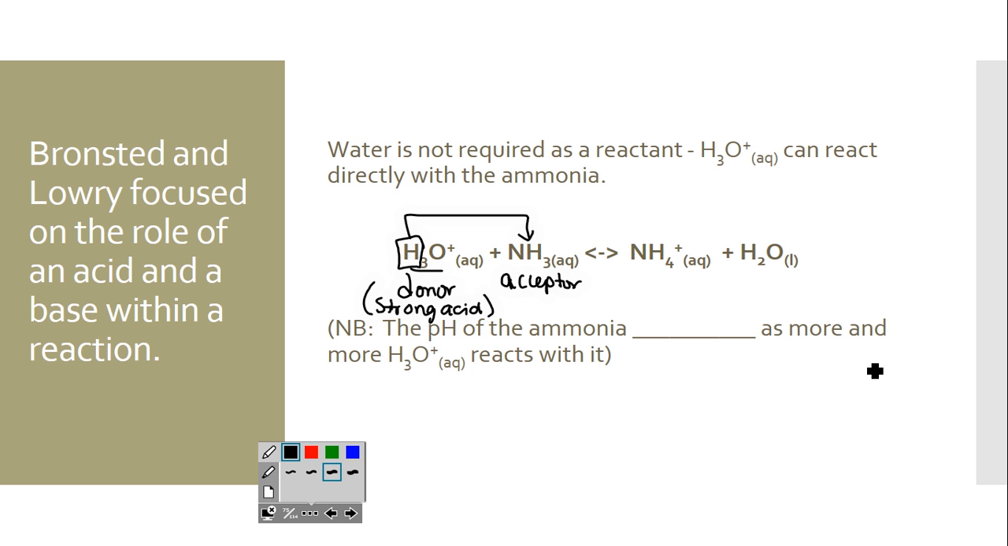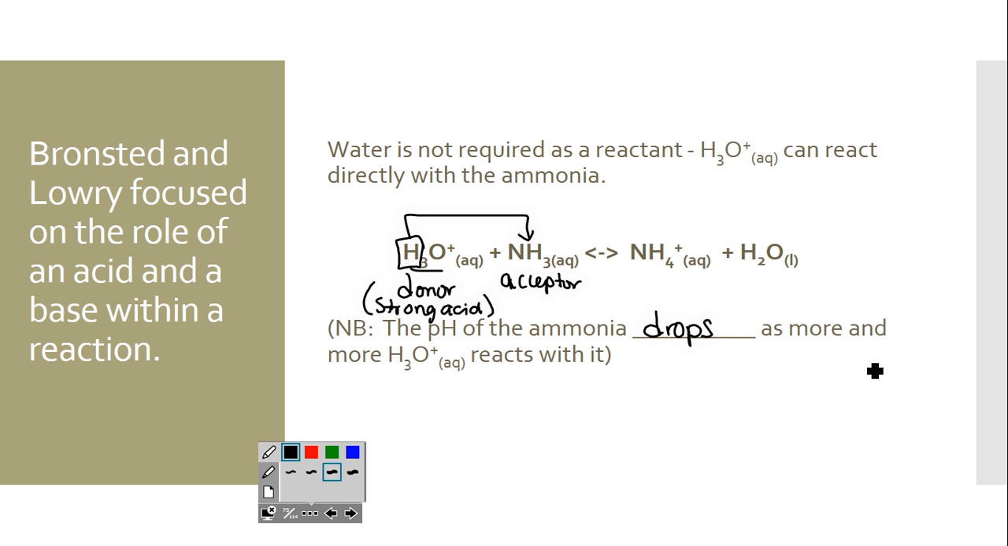Now, if I'm adding hydronium or a strong acid to ammonia, the pH of the ammonia drops as more and more hydronium reacts with it. Now, why would that be true? Well, the ammonia had a high pH, and now I'm adding something that had a low pH.